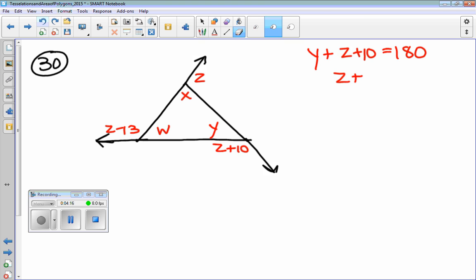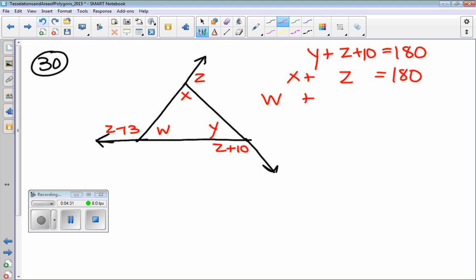I'm going to write it a little bit differently here. I would be glad to do your way, let me just write down my stuff first. So z plus x is 180, and then I have w plus z minus 13 equals 180. And then don't I also know that x, w, and y add up to 180 also? What is the problem with all of those things?